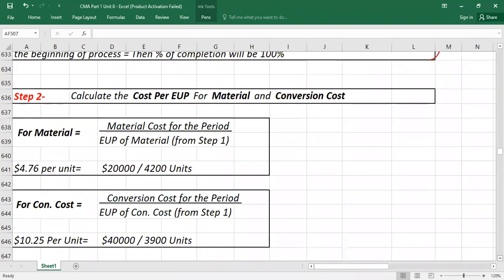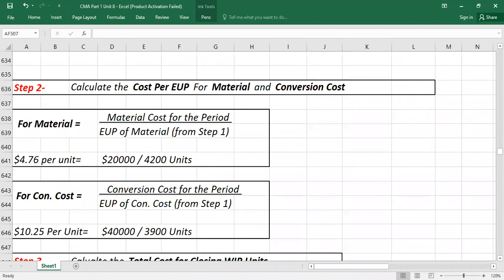Now it was step number one under FIFO. Now we are talking about what? Step number two. Step number two is what? Calculate the cost per EUP for material and for conversion. And under FIFO method, we have only current year focus. So the last year cost you will ignore.